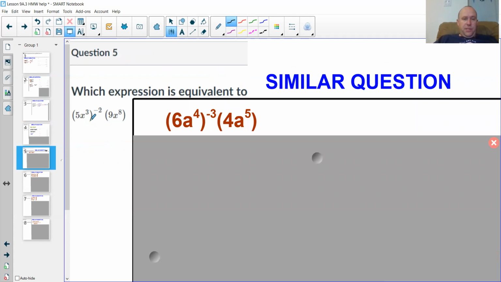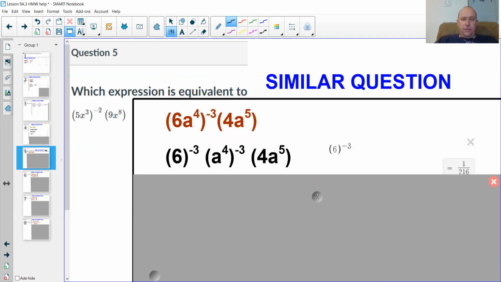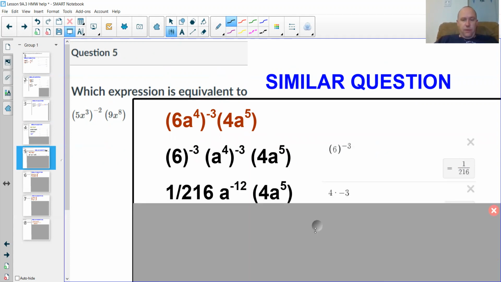For my question similar to question 5, this time it's similar, but we have a negative exponent at the start. So I got to do 6 to the power of -3 and a to the 4 to the power of -3 first of all. And 4a to the 5 is just 4a to the 5. So this one here with the numbers, just go ahead, use your Desmos calculator. It'll give you a decimal. Click on the fraction to decimal and it'll work it out for you.